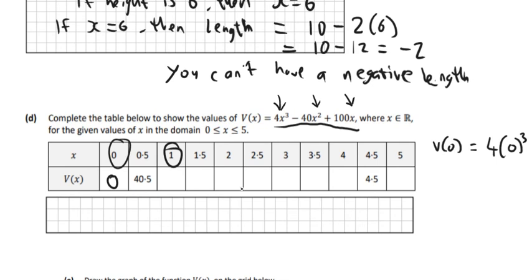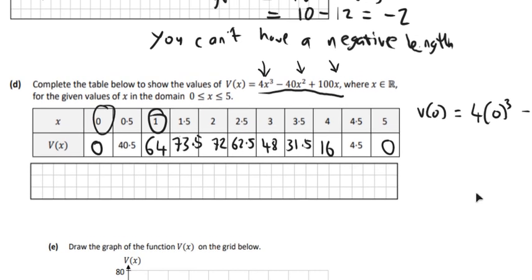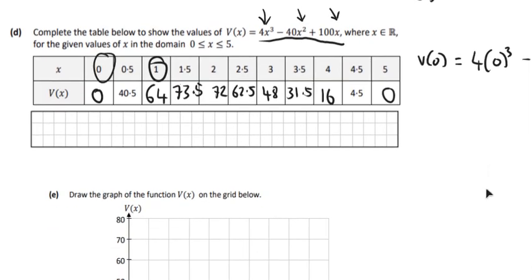So if you work out all of those, then you should get 64, 73.5, 72, 62.5, 48, 31.5, 16, and the next one is given, and then the last one is 0. So that's when you sub in all of the numbers in. So that's all you have to do for part D.